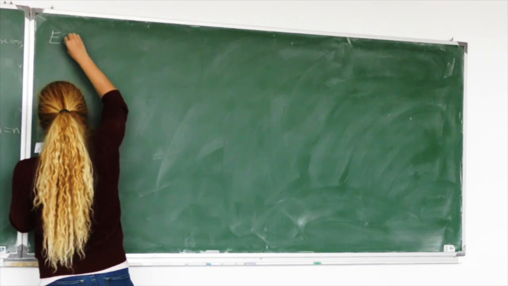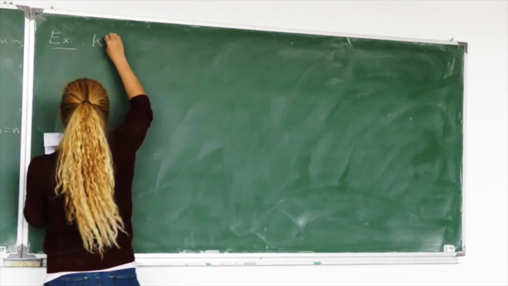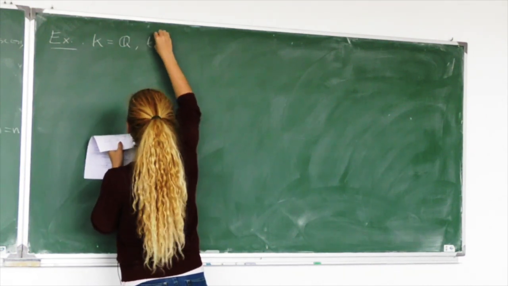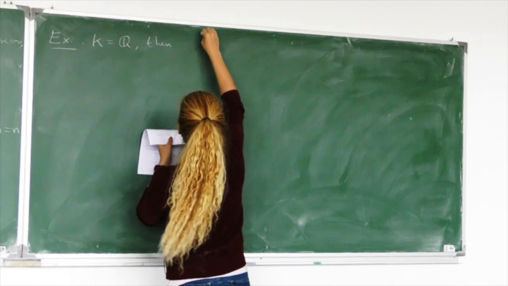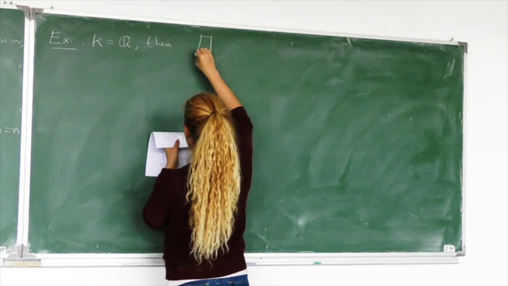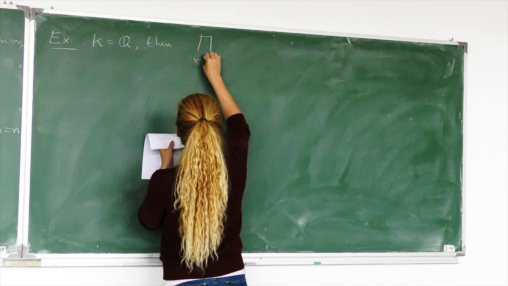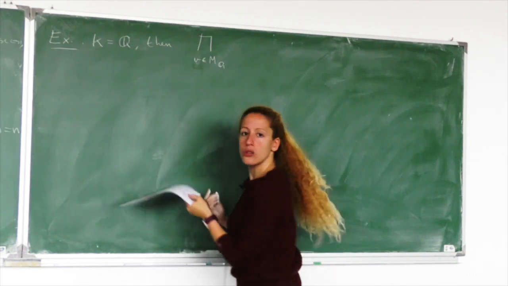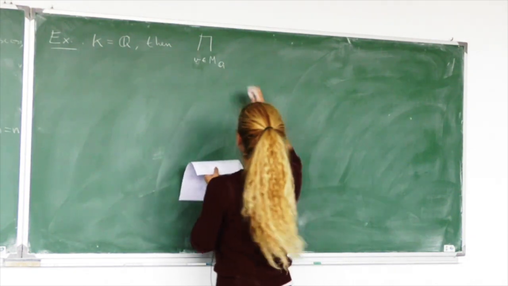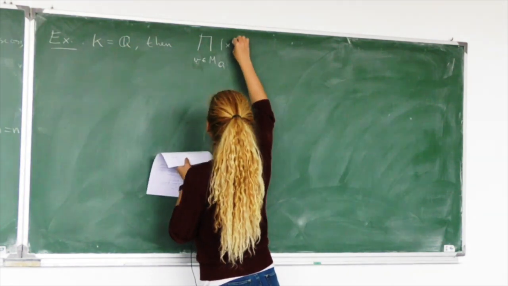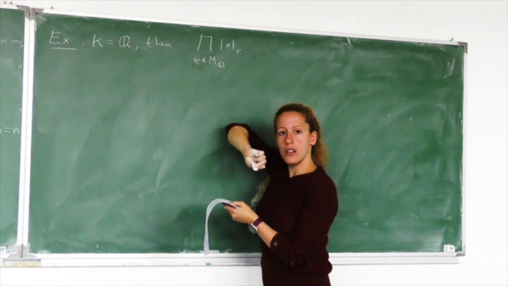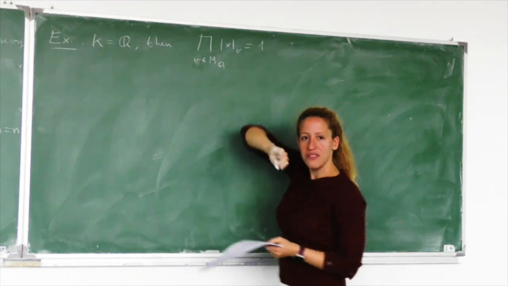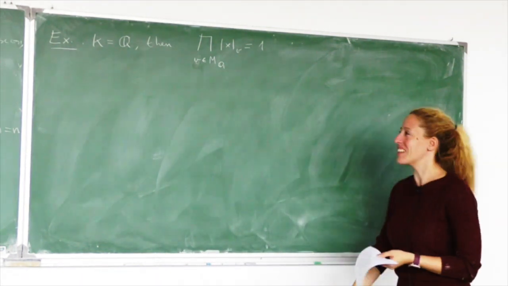So, example, again, I'm going to look at the rational numbers. And then this holds. I do the product that runs through all the valuations of Q, so Archimedean and non-Archimedean ones, and I do the product. What do I get? 1. So this is an exercise, I let you prove it.